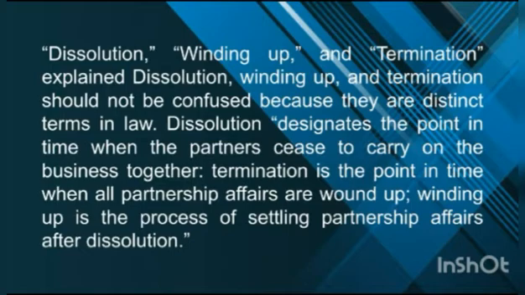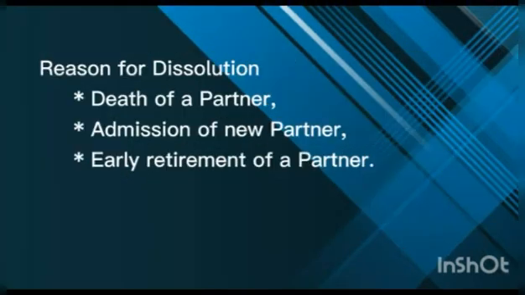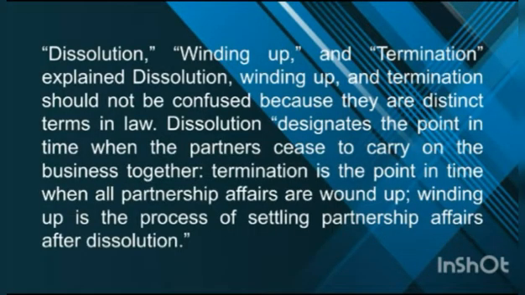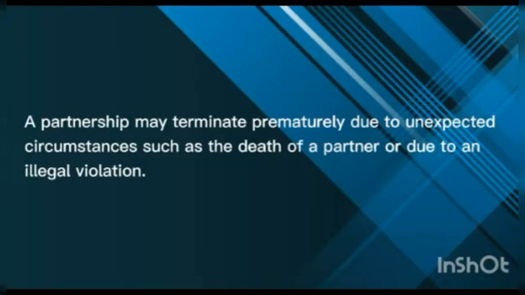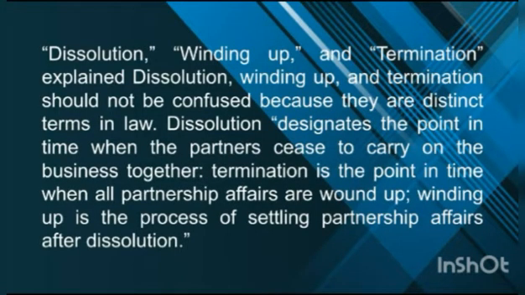There can be several reasons for the dissolution of a partnership, which are mentioned below: death of a partner, admission of a new partner, and early retirement of a partner. The term termination is the point in time when all partnership affairs are wound up. Also, it signifies the end of the partnership life. A partnership may terminate prematurely due to unexpected circumstances, such as the death of a partner or due to an illegal violation. Winding up is the process of settling partnership affairs after dissolution.